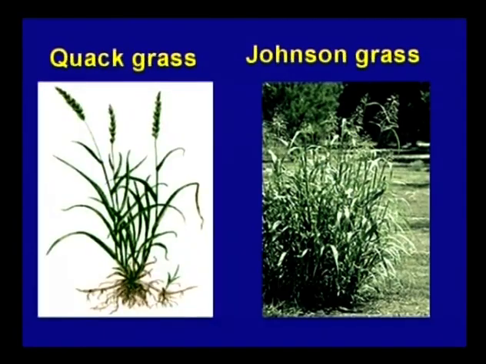Good. Let's have a look at some more examples of different kinds of stems. This quick grass and Johnson grass, those are examples of rhizomes. They grow alongside the ground and underground.